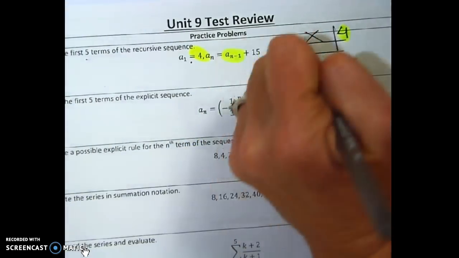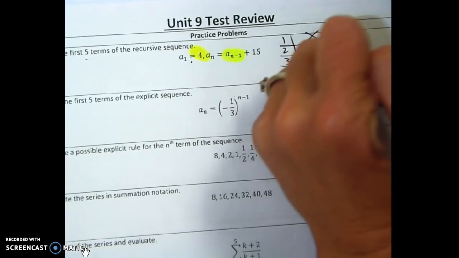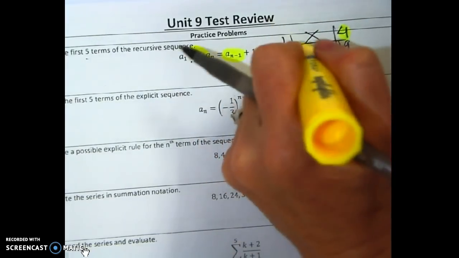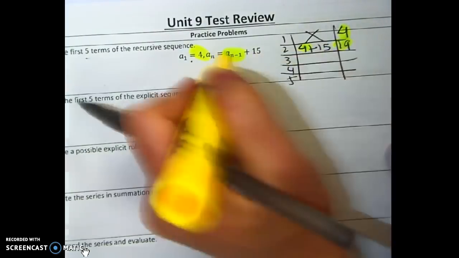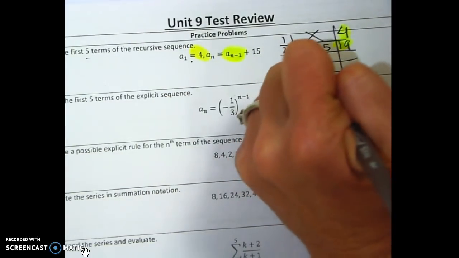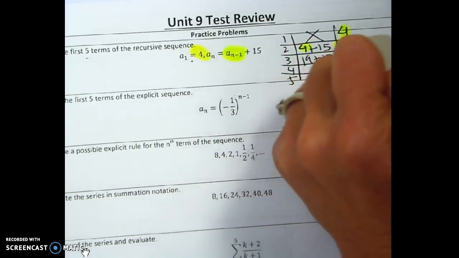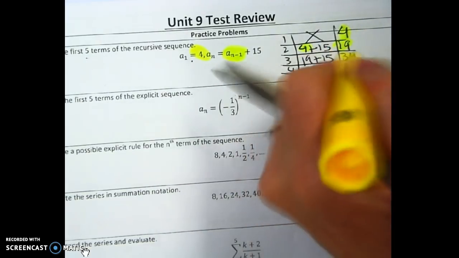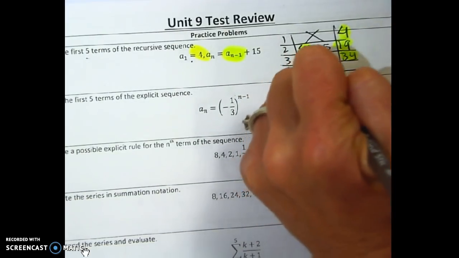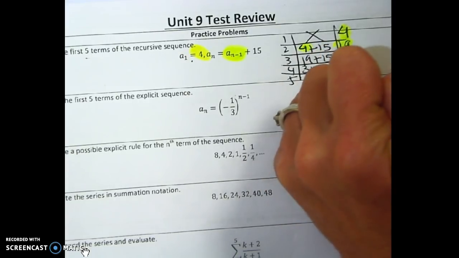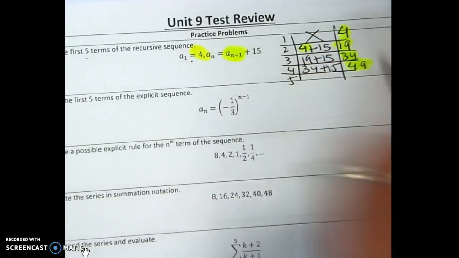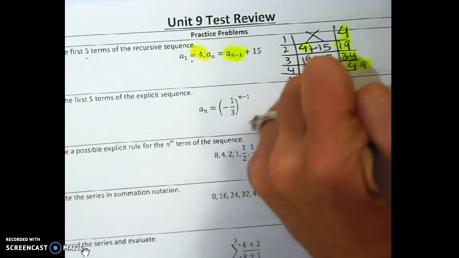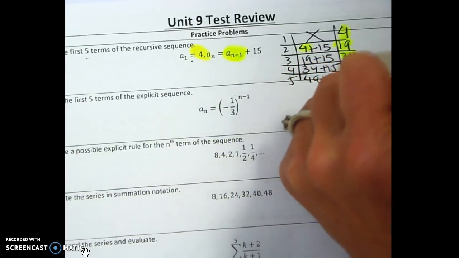So I'm going to take the 4, add 15, that's 19. Now I'm going to take the 19, and add 15, which is 34. Now I'm going to take 34, and add 15, and that's 49. And I'm going to take the 49 and add 15, and that's 64.